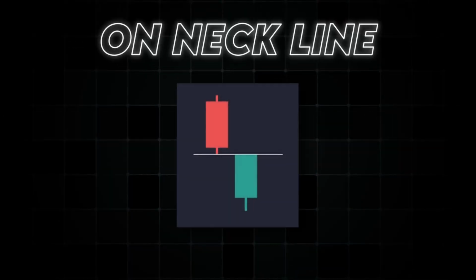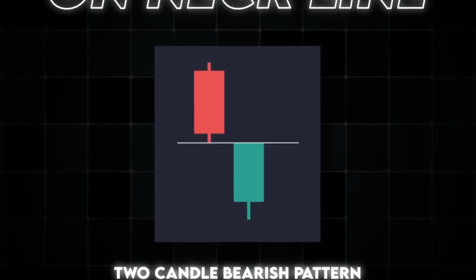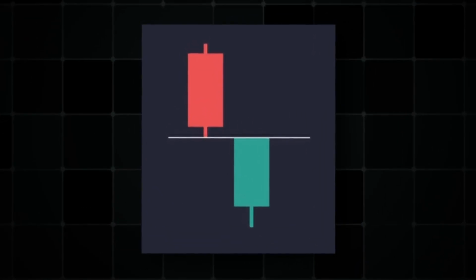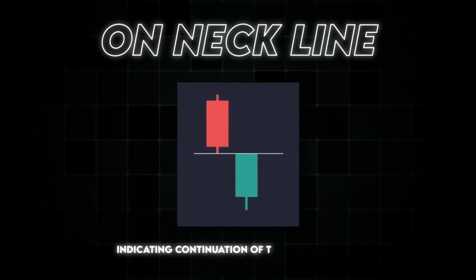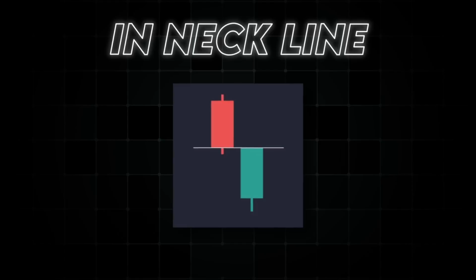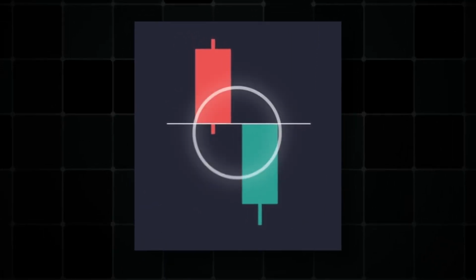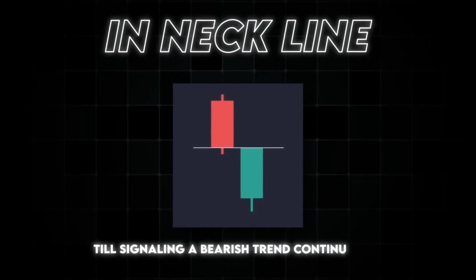An on neck line is a 2 candle bearish pattern in a downward trend, where the second candle opens with a gap down but closes near the low of the previous candle, indicating a continuation of a bearish trend. Then we have the in neckline, which is similar to the on neckline, but the second candle closes slightly in the body of the previous candle, still signaling a bearish trend continuation.